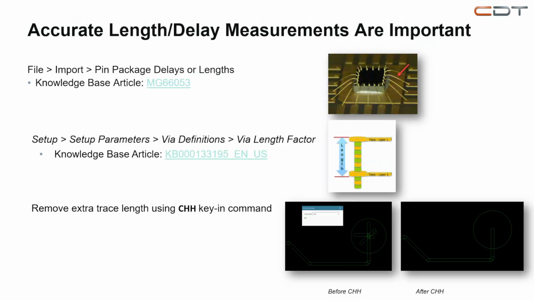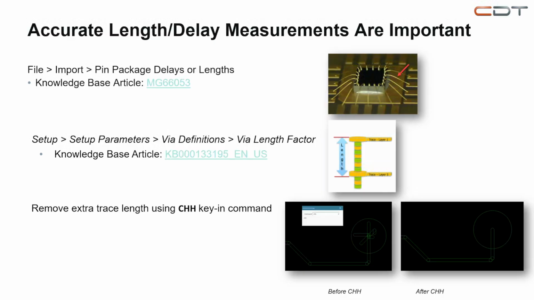And then finally, a small tip: run the chhkin command. CHH stands for clean hidden hangers. On the bottom right, you can see screenshots of the layout before and after the chhkin command. This removes small traces that can be hidden inside the paths or any other geometry, but that actually get taken into the length calculations since they are traces of the same net. This is a nice way to clean up your design before you send it off.